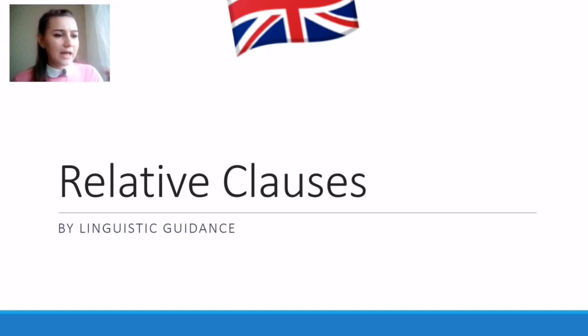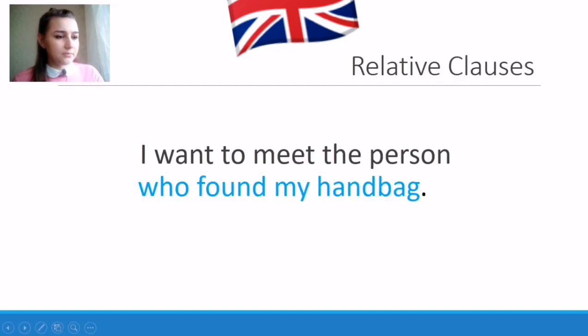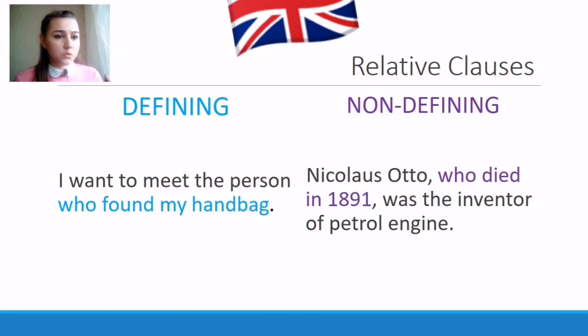So let's have a look at the sentence. I want to meet the person who found my handbag. Who found my handbag is a relative clause. So it refers to the person and is added by who. That's a relative pronoun. So now we should distinguish two types of relative clauses, defining and non-defining.